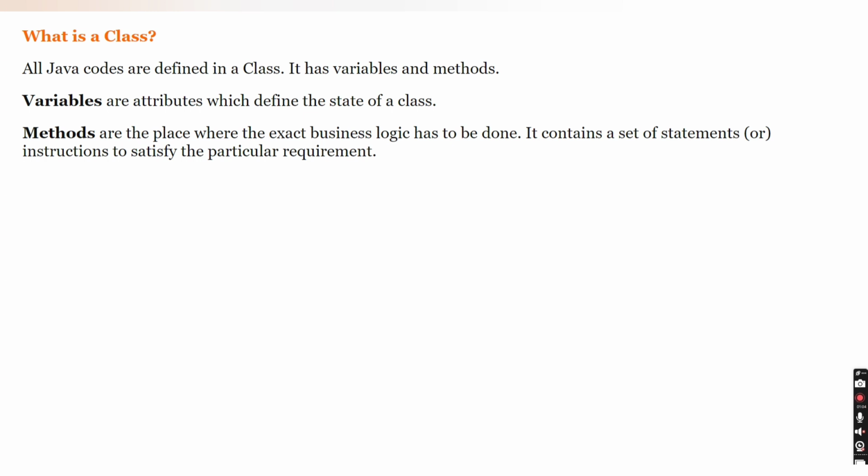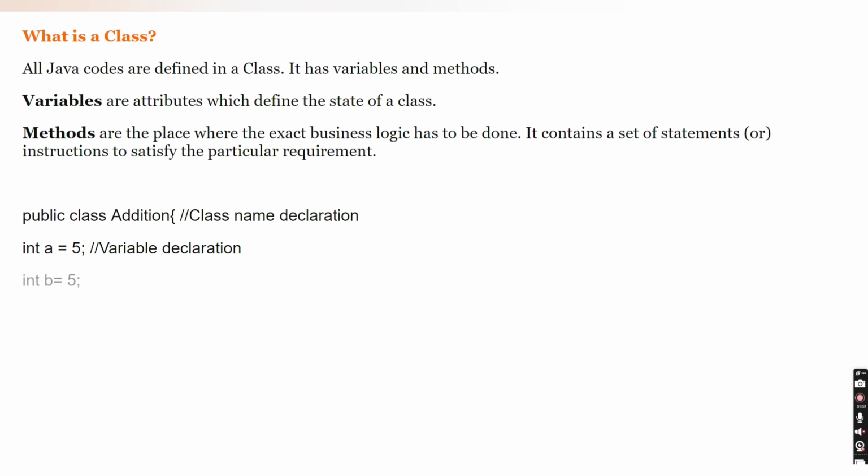To provide the implementation with the help of variables, that particular code we need to write inside the methods. A method contains a set of statements or instructions to satisfy a particular requirement. See here, I have created one class, public class addition. This is the declaration of a class. Inside this class I have a variable declaration which is a state of a class, where I have one variable of integer data type which is assigned the value 5, and another variable of integer type b which is also assigned the value 5. Now here I have one method, public void add.